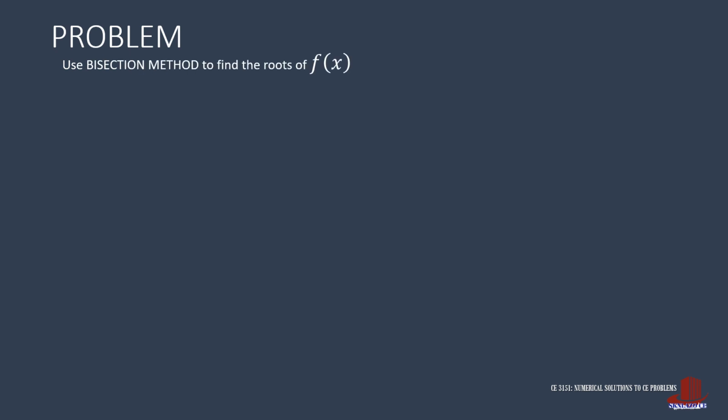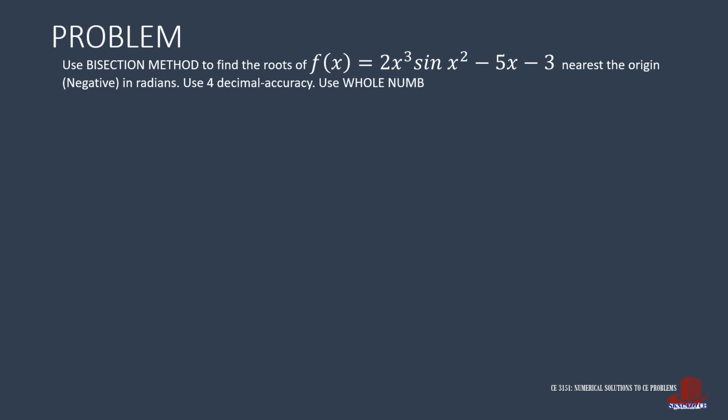We are to use the bisection method in figuring out the root of the function 2x cubed sine of x squared less 5x minus 3. The root we are looking for is near the origin, and it is on the negative side. Sine will be solved using radians, and we are only to stop iterating if we achieve 4 decimal accuracy, after using whole numbers for initial values. The instruction is a guide on which values to use initially.